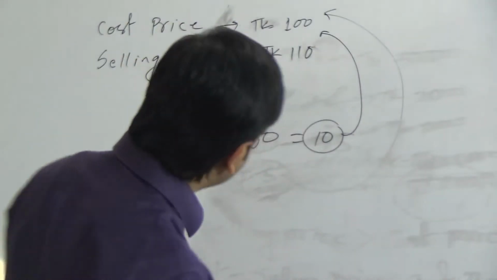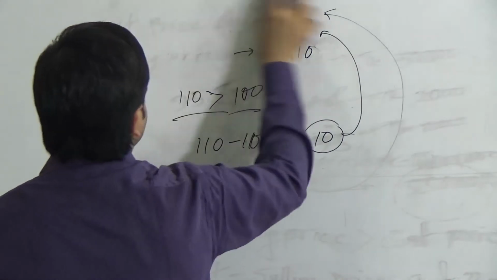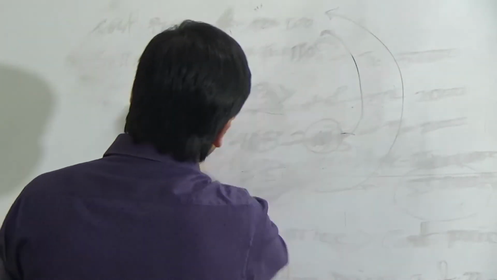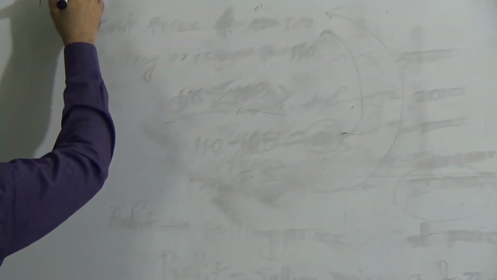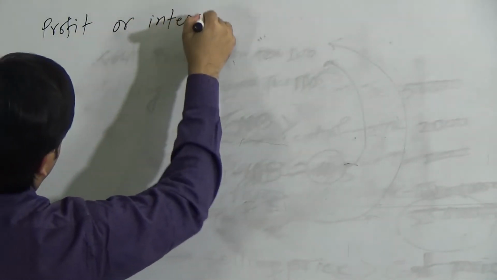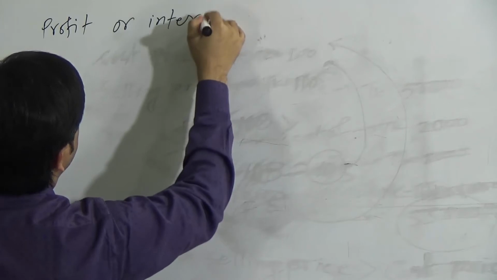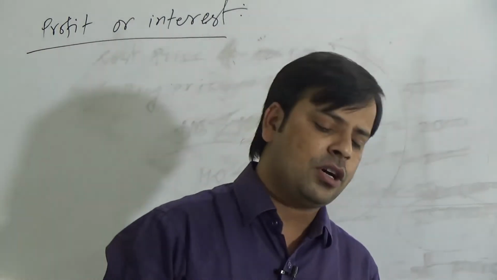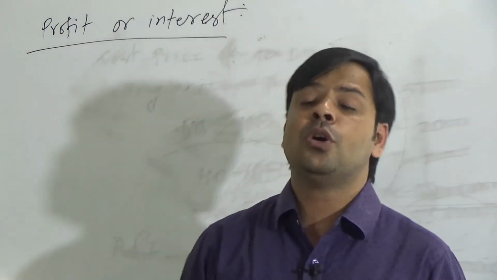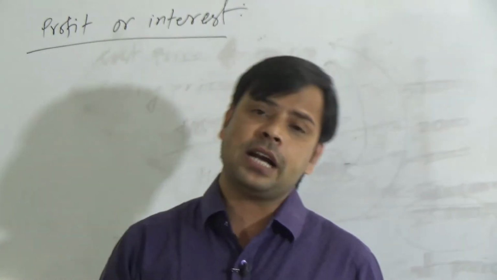Okay, dear students. Now I will go to the next system. The next system is banking system. In case of banking system, you know the word profit or interest. To know the profit or interest, at first we have to know some terms which are related with profit or interest.